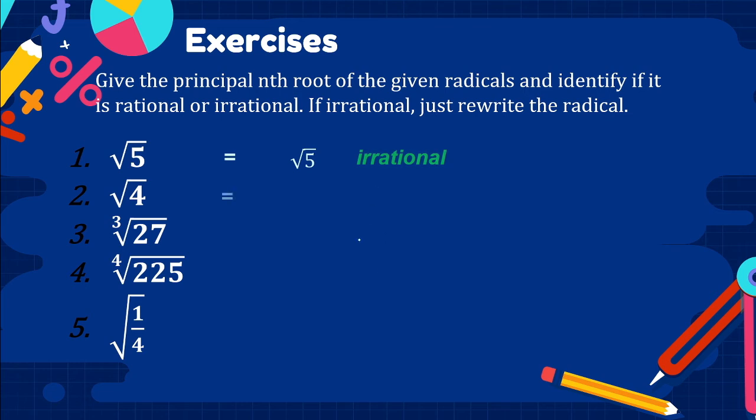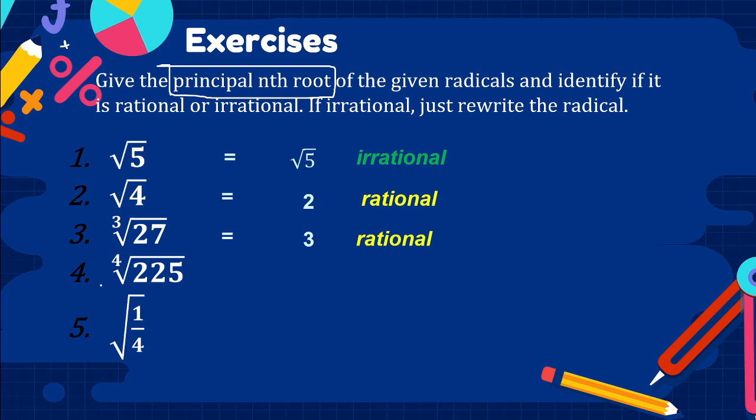Number 2, square root of 4. Square root of 4 is positive and negative 2, but we are talking about the principal nth root. So the principal root of 4 is positive 2. Positive 2 is a rational number. Number 3, cube root of 27. We are talking about the principal nth root, so the answer is positive 3. So 3 is a rational number.